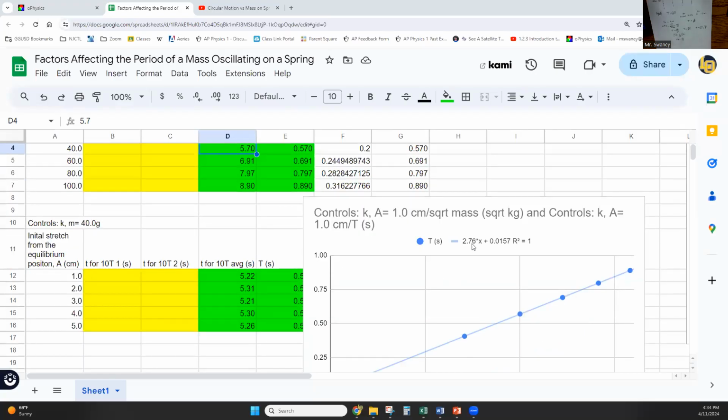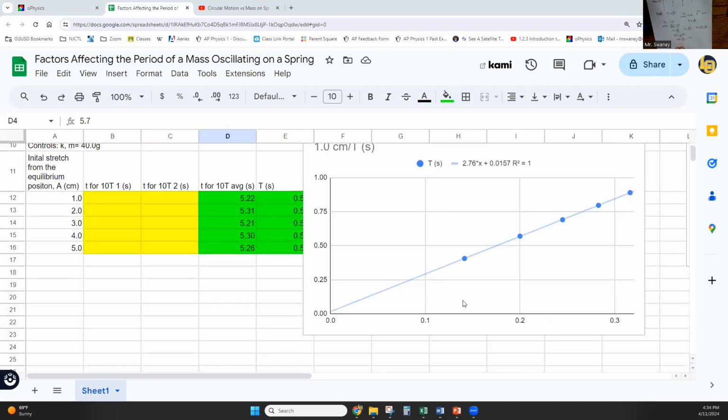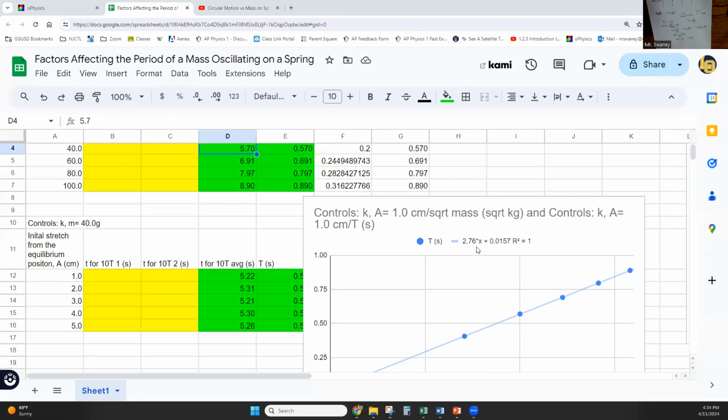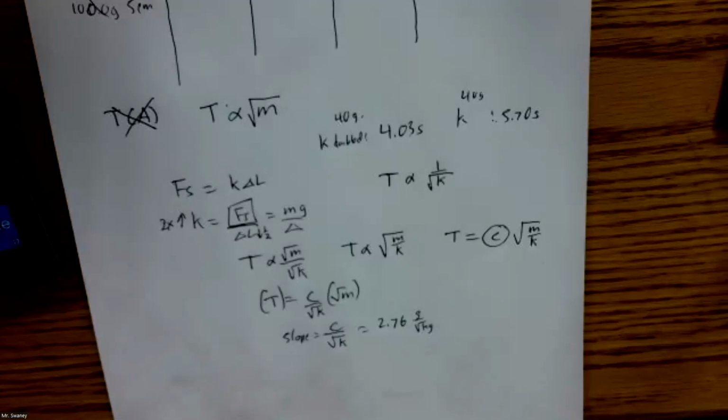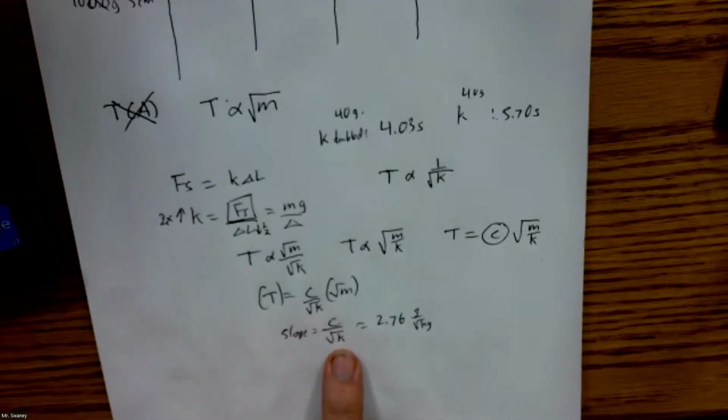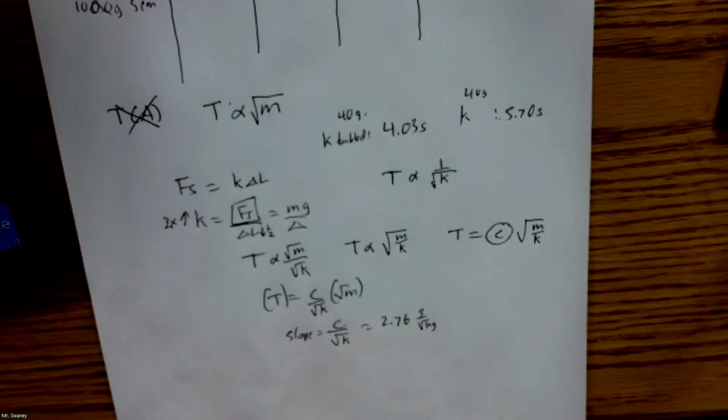This was our 2.76. Okay, so the slope is 2.76. The units were seconds on the vertical axis and square root of kilograms on the bottom. I'm pretty sure I had that square root of kilograms, right? I believe so. So the slope is equal to the constant over root K, which is 2.76 seconds over square root kilograms.